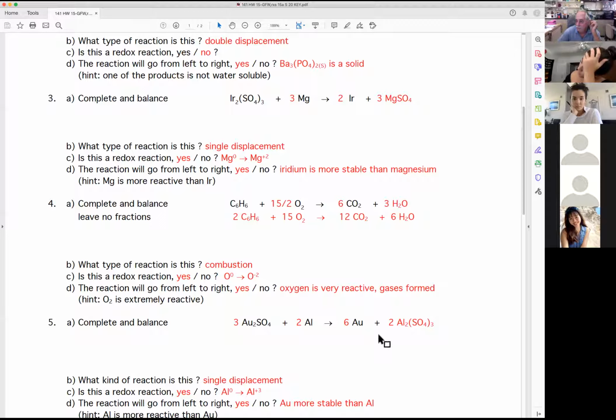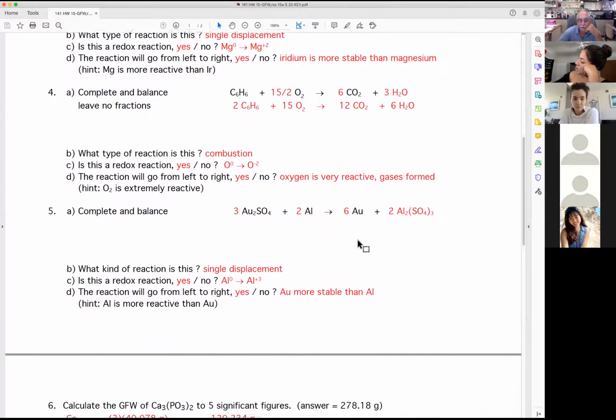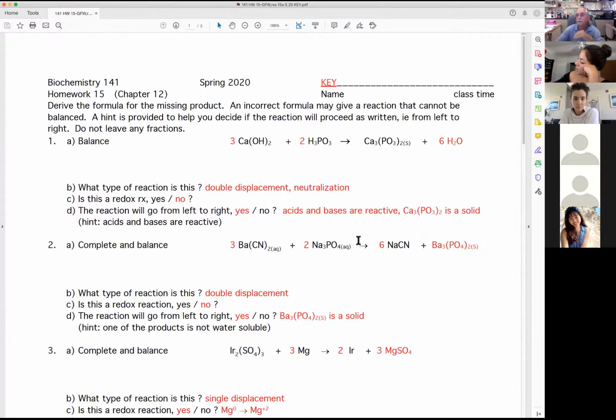So does that kind of clear up your questions about oxidation numbers and redox reactions? Yeah, it helps. Thank you. Okay, anything else that we should review?